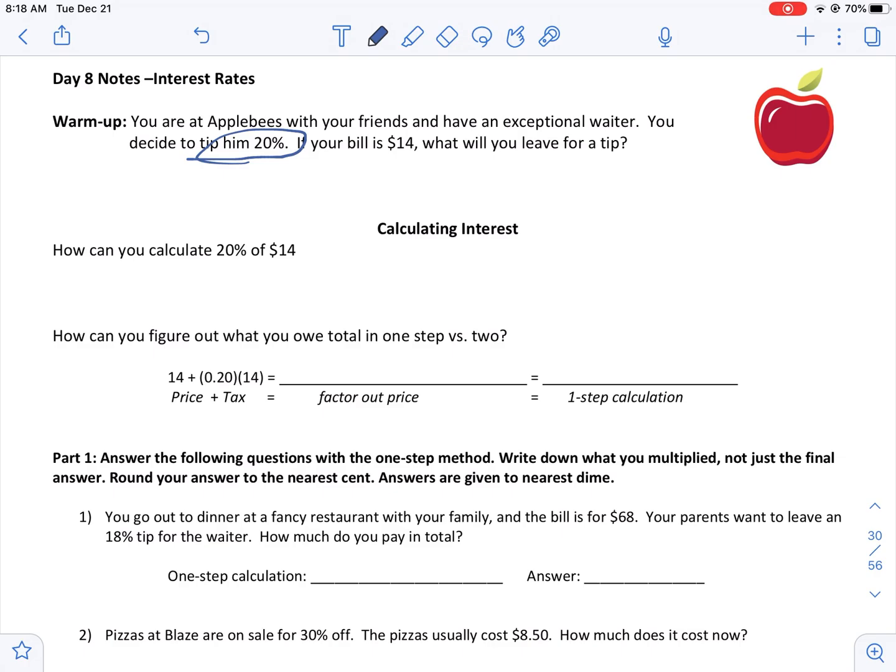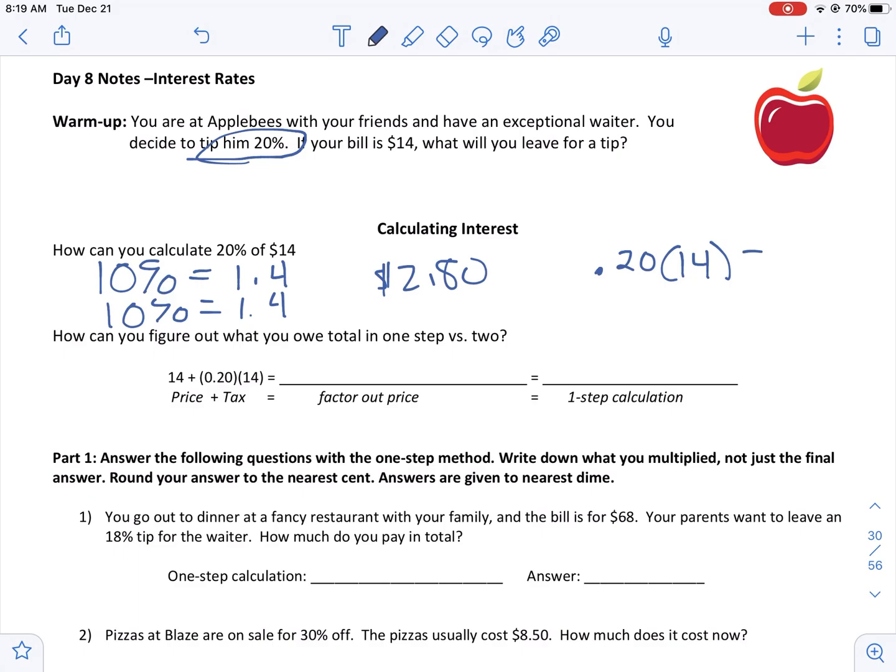So a lot of you guys can calculate this out different ways. A lot of people say 10%, and we move the decimal over, is 1.4. So another 10% would be 1.4. So our total tip is $2.80. You can figure this out a couple different ways. Some of you might say, well, you multiply the percent times 14, and that'll give us $2.80 as well.